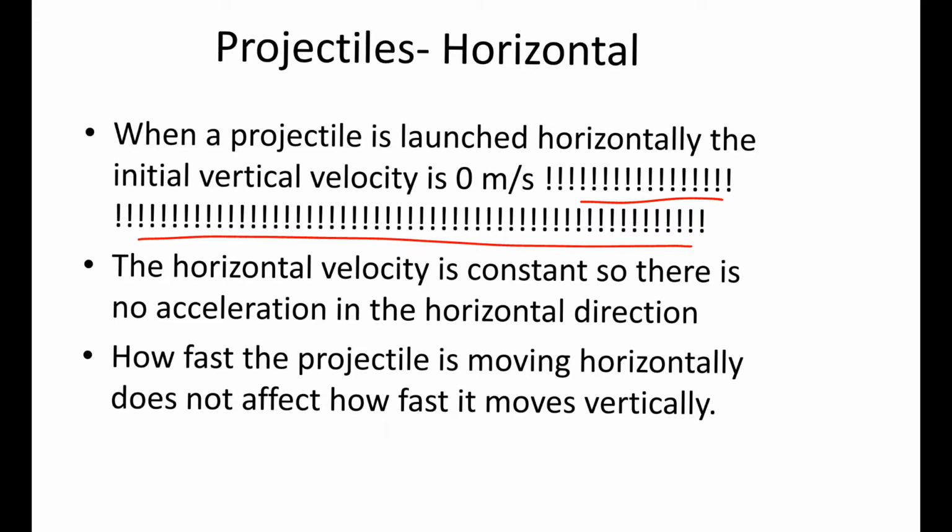Those assumptions make sense. They're not always true if you were launching an airplane, like a model airplane or something like that that generated lift. That last one's not going to be true. How fast it's moving horizontally then would affect how fast it's moving vertically. But if we're talking about a bullet or something like that, these are very true for the most part.